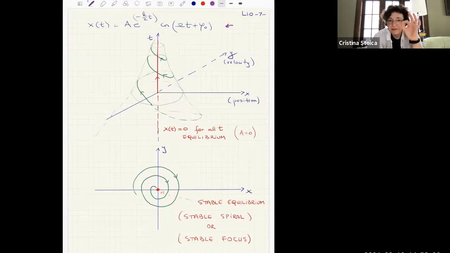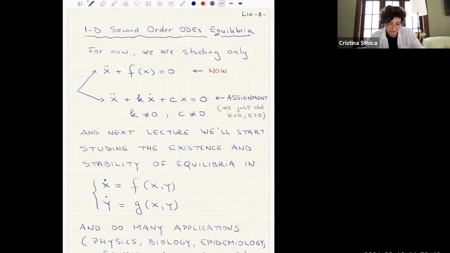So these are like the ABCs of stability. Next time you're starting to study stability properly in 2x2 systems. This being said, the first thing that we have to do before starting the stability of systems is study the existence of equilibria. What are those and how do we find them?